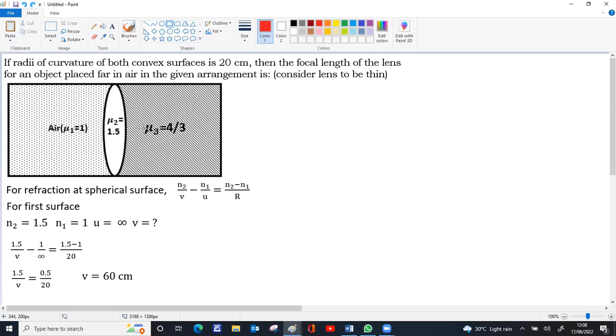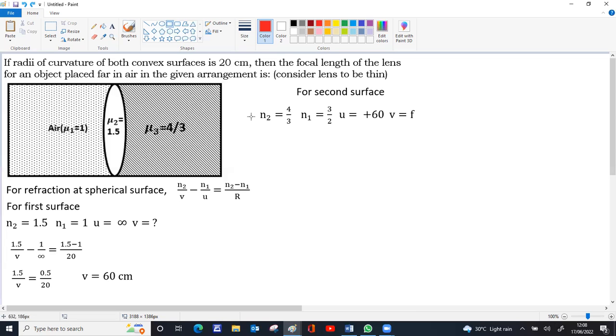Now considering the second surface, which is a concave surface. N1 is 1.5, N2 is 4/3. U will be the V of the first surface, 60 centimeters. And the final image formed is what we find as the focal length, because the final image position for an object at infinity will be the focal length. For the second surface, N2 is 4/3, N1 is 3/2, 1.5, U is plus 60, because the first surface forms the image on the right side. V is what we are supposed to find, the focal length.